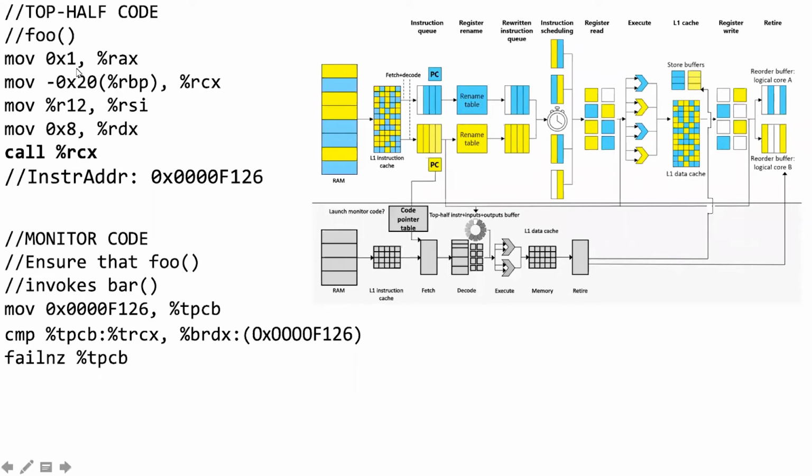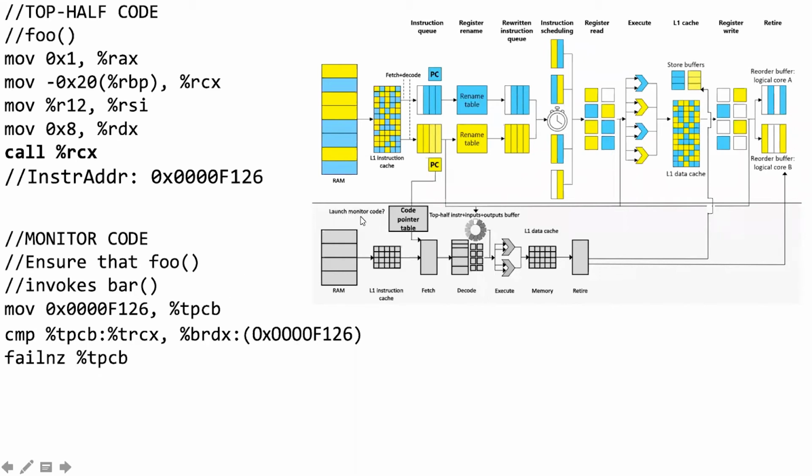So in the top half, we have a bunch of move instructions followed by a call instruction. Now this call instruction takes register RCX as an operand, and this RCX is being updated in the second move instruction in our top half code. The monitor code has a move instruction that updates the top half PC value. And then for that PC value, it uses the snapshotted value of the RCX register and compares it with the value in the code pointer table, which sits at the base address in the bottom half RDX register. Now, if the RCX value matches the value expected in the code pointer table, this check will be successful, or else the check will fail.